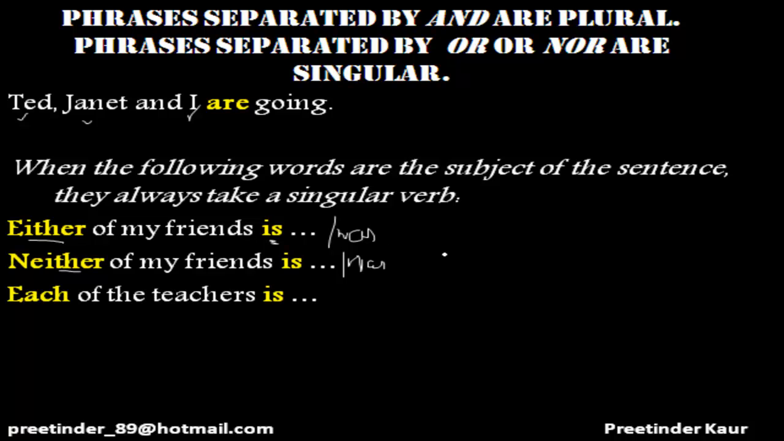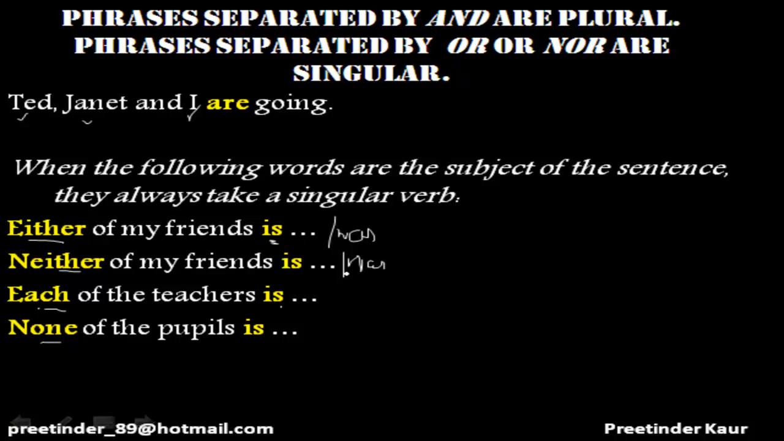And in the third sentence we can see "each of the teachers is." With each, again we are using is because it is singular, and we can also use was. Each of the teachers was, or each of the teachers is. Again for none of the pupils is, or none of the pupils was. So these are all singular: either, neither, each, none.